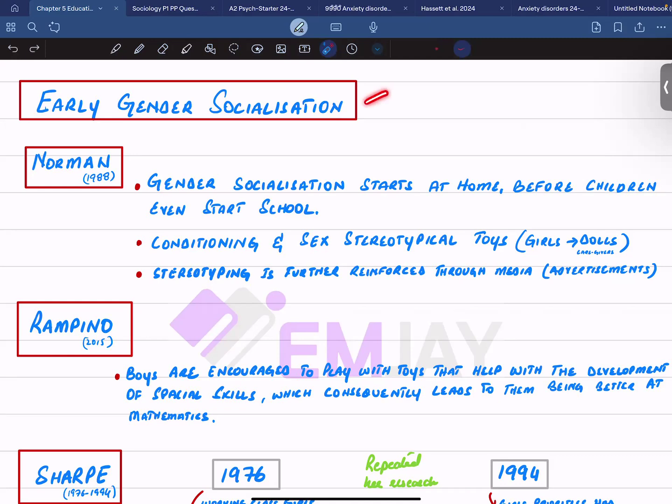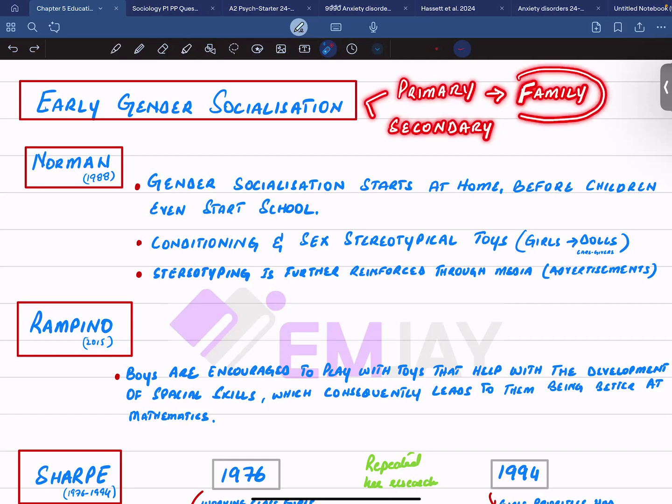Socialization can broadly again be put into two main categories. Number one, primary socialization, and the second one that we know of is secondary socialization. Now, primary socialization initially starts off with our family. When we talk about gender socialization, I believe, this starts right after you're born.